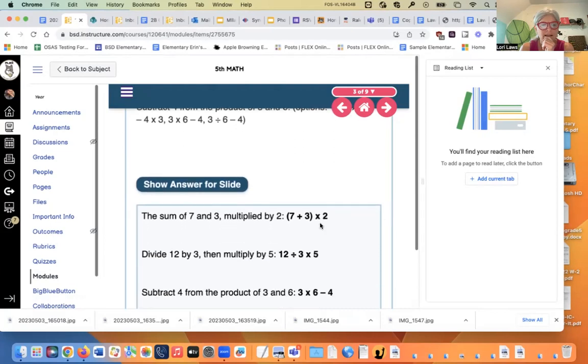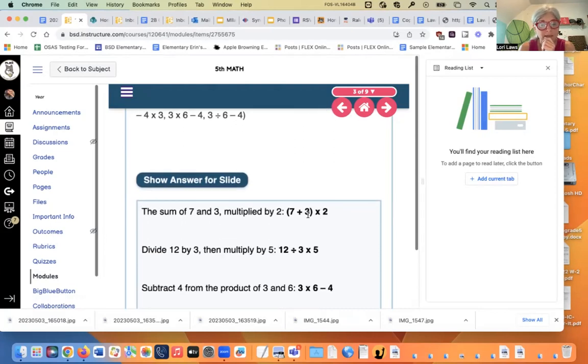Show answers for the slide. The sum of 7 plus 3 times 2. Divide 12 by 3, then multiply by 5. So 12 divided by 3 times 5. If you put the 5 times in the front, that would mess that one up. So you got to have that after.